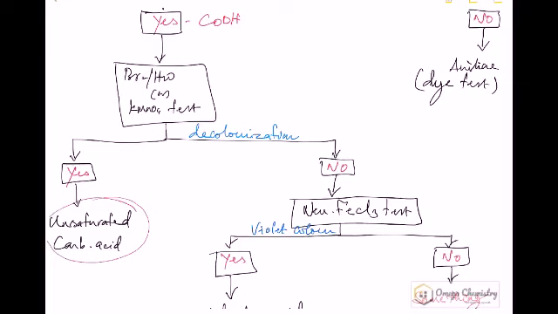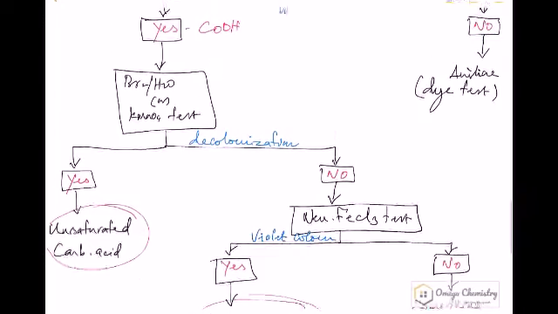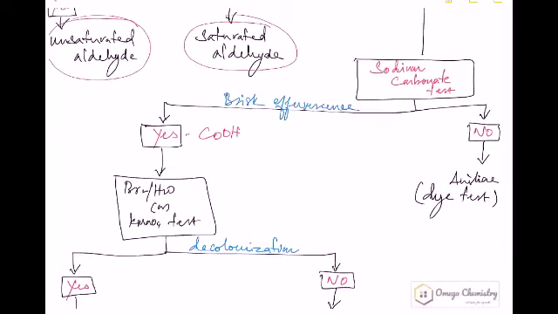If there is no decolorization, then you should go for the neutral ferric chloride test. And the formation of violet color confirms the presence of salicylic acid. If there is no violet color, then something has gone wrong. You need to check again. Okay, fine. While you add sodium carbonate or sodium bicarbonate, if there is no brisk effervescence, then you can directly go for the dye test to confirm the presence of aniline.